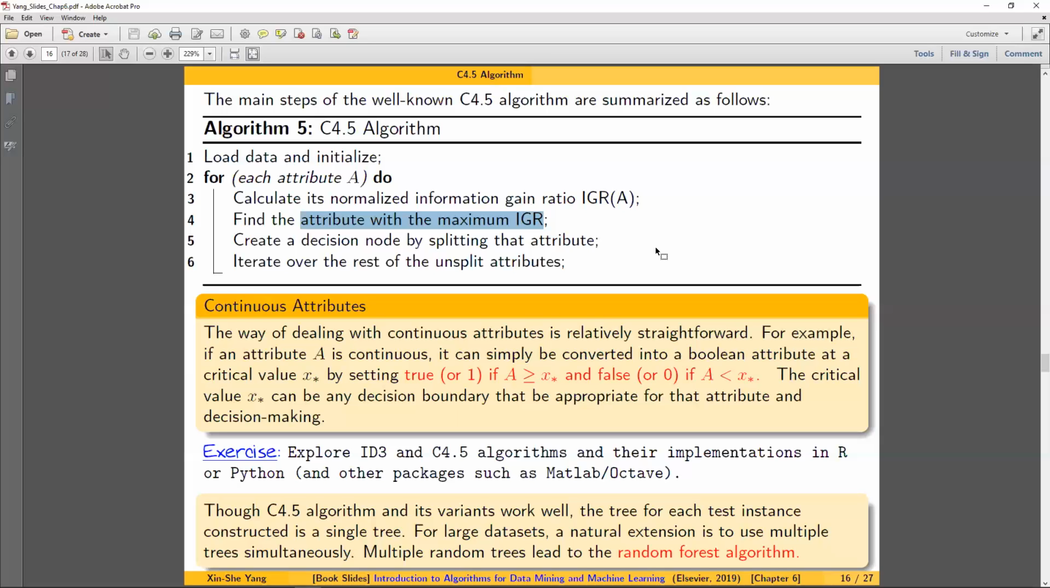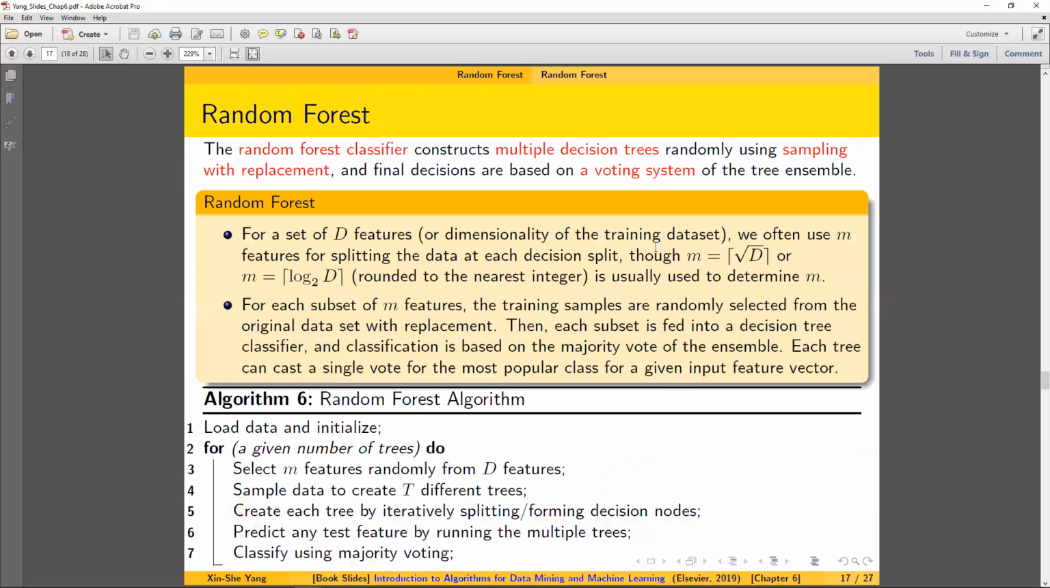Just a natural extension of decision tree. For large data sets, you have a lot of independent variables, x1, x2, x3, x4, x5, etc. Then you have to use multiple trees simultaneously, and using multiple random trees simultaneously leads to the random forest algorithm, which we're going to discuss next.